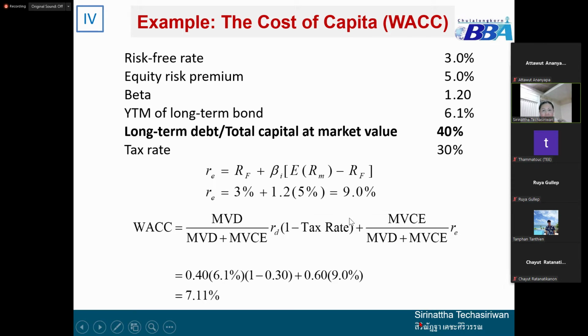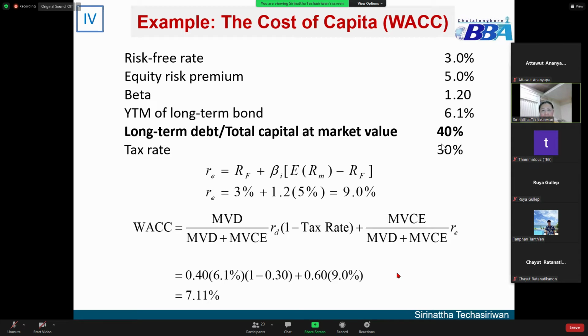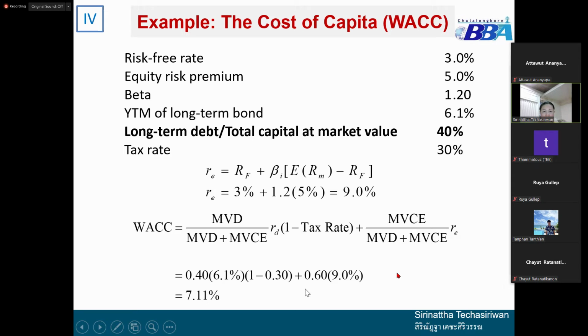So that's the rate, right? Already given debt 40%, equity 60%. So you just plug in the numbers, and you have the answer for the weighted average cost of capital. So it's the cost to raise each dollar of capital with this mix, right? 40% debt and 60% equity.